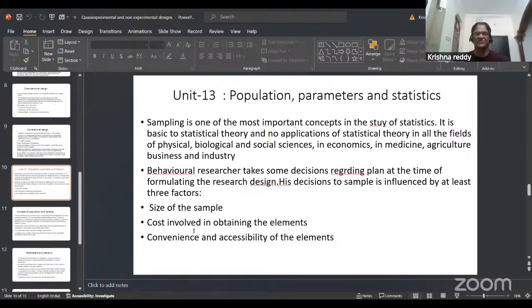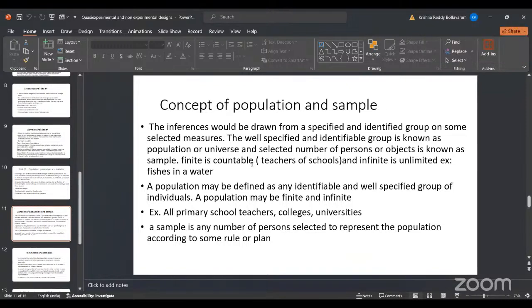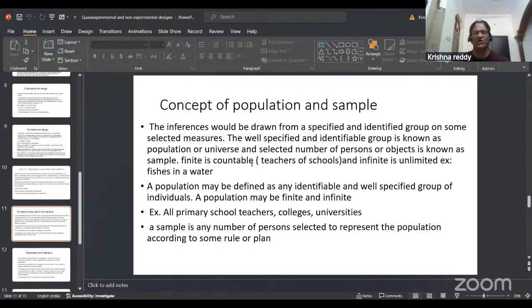Based on these factors, you have to decide the kind of sample. Then the concept of population and sample: the inferences will be drawn from a specified and identified group on selected measures. The well-specified and identifiable group is known as population or universe. Friends, if you call it universe, it is also population. You may call it either population or universe. The universe means the total number of participants.